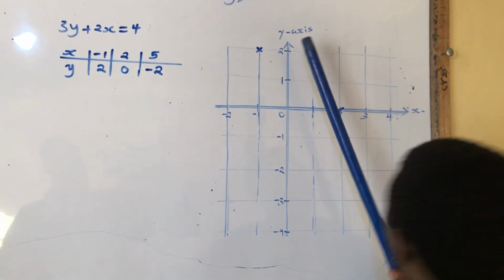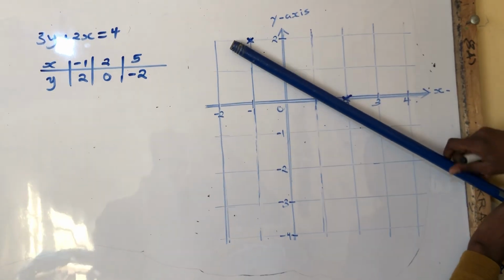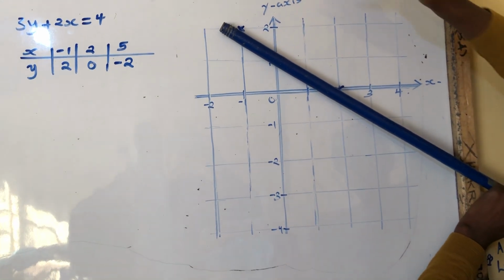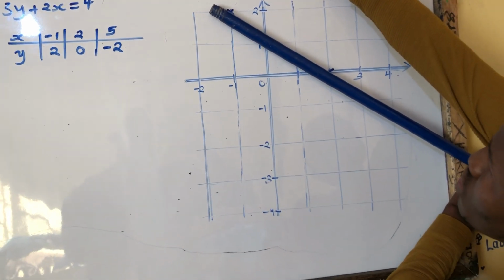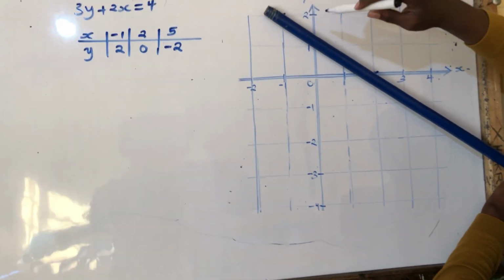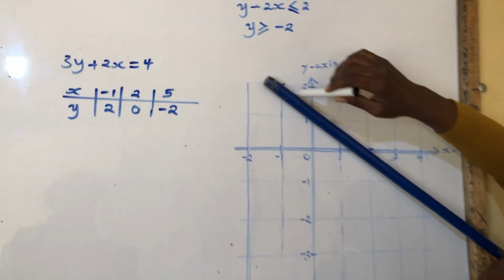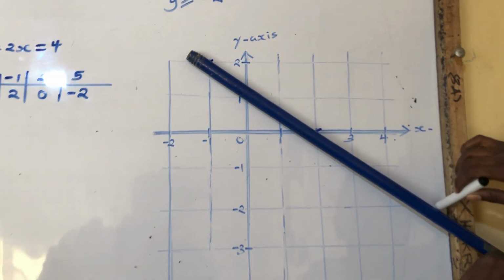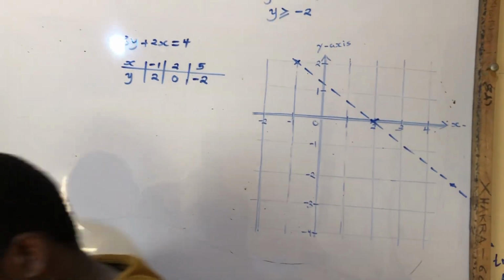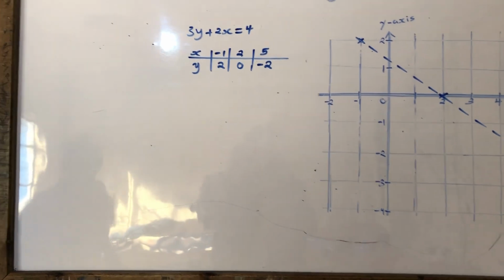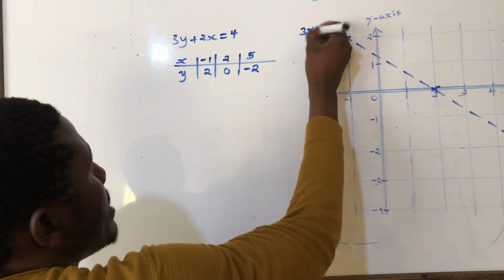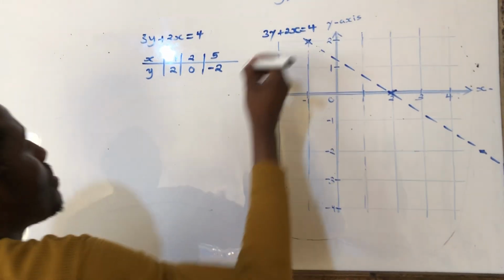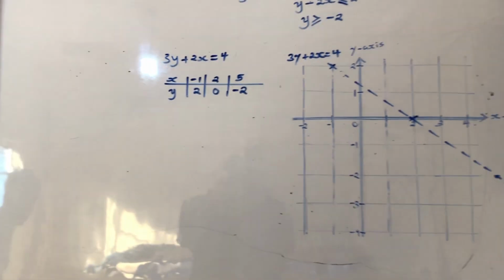Using a ruler, the points will then be joined. Do take note, these points will be joined using a broken line. So the 3 points you have in your table are joined using a broken line. That is the line 3y plus 2x is equal to 4.